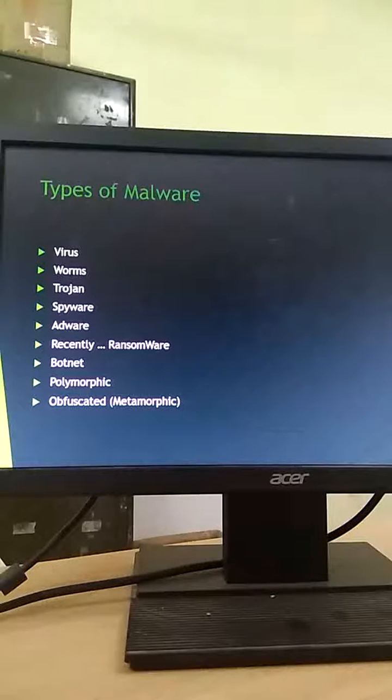Types of malwares are various. The first ones are viruses, worms, Trojans, spywares, adware. Recently there are ransomwares, botnets, polymorphic viruses, and obfuscated viruses.